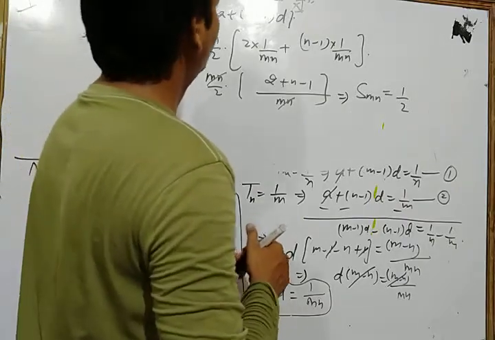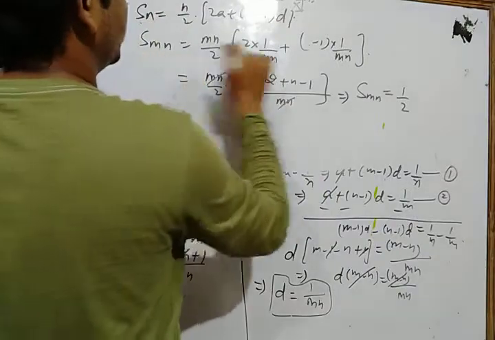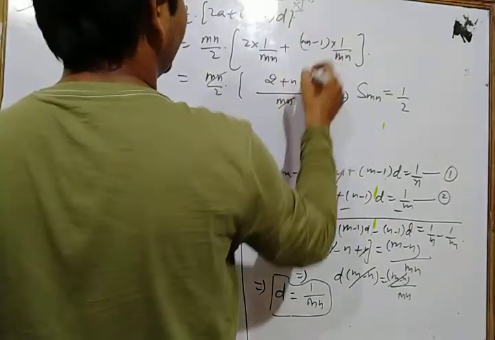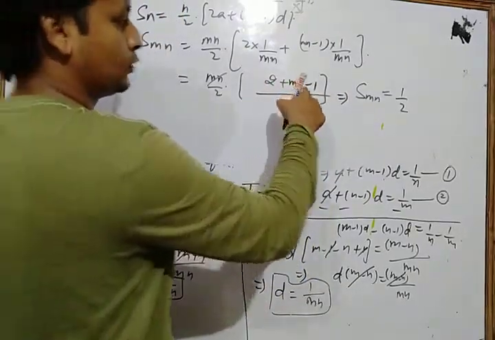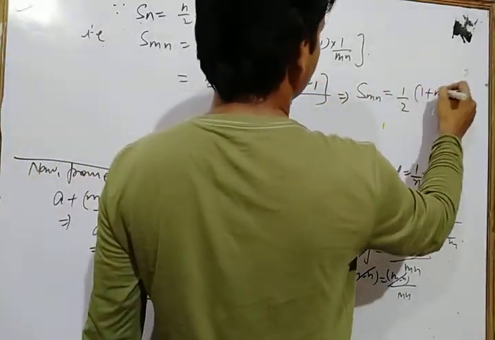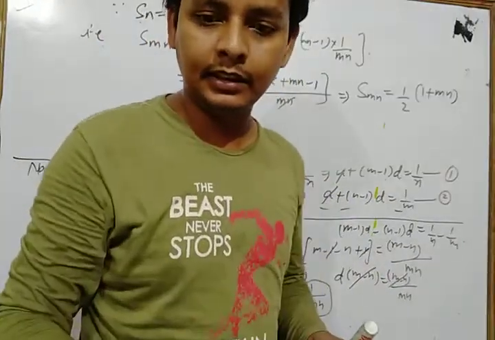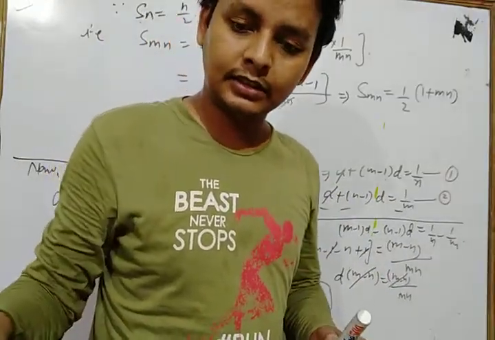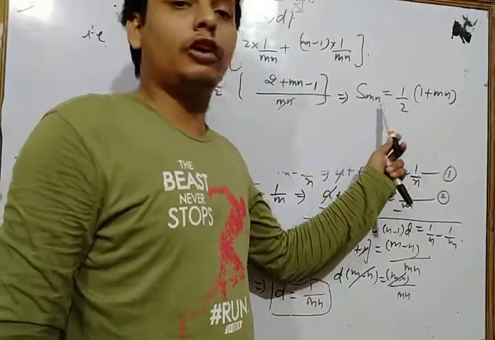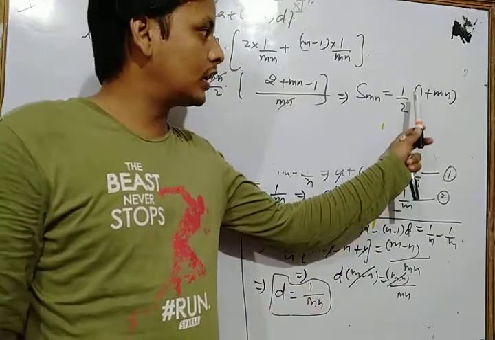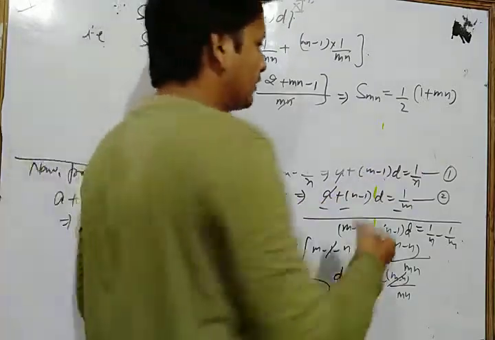sorry, here it is the sum of mn terms, so here we write mn minus 1. So here 2 minus 1, that is 1, so 1 plus mn upon 2. This is our result. Let's see dear students. Yes, so the sum of mn terms of this AP is 1 upon 2 in bracket (1 plus mn) or (mn plus 1), hence proved our result.